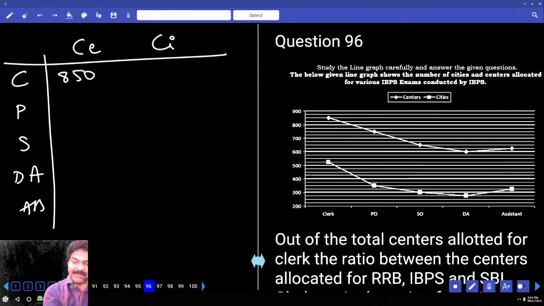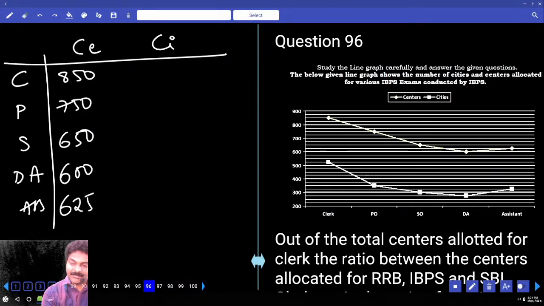850. Continue the line. 750. 650. 600. 625. And then now talk about cities. 525. Continue the line. 350. 300. 275.